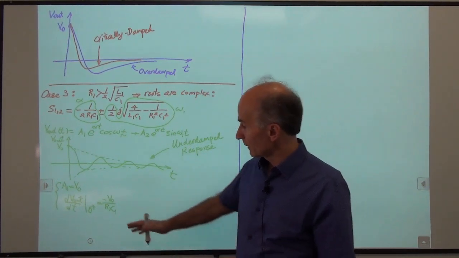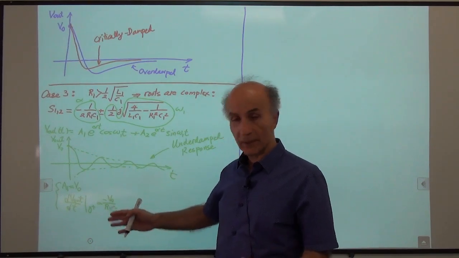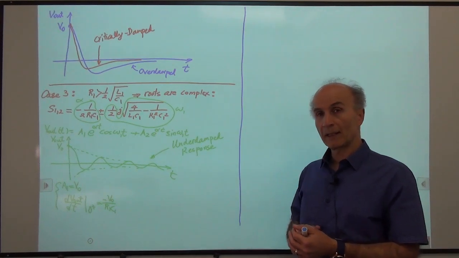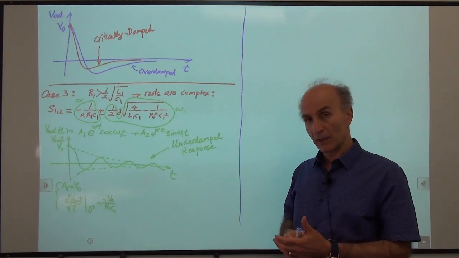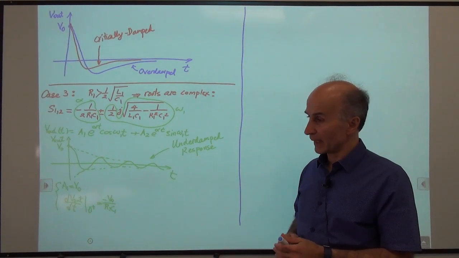Okay, so this is a little tedious. You have to take the derivative of this whole thing and equate to this value at time 0. I'll just leave that for you, but we can see that we can find A1 and A2 from these two equations. All right, so that's what we call the underdamped response.